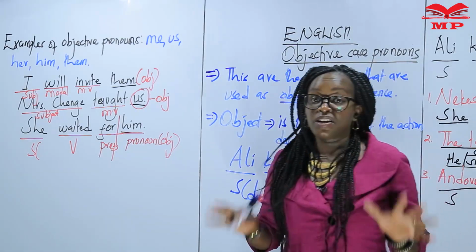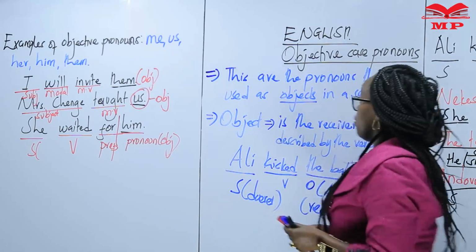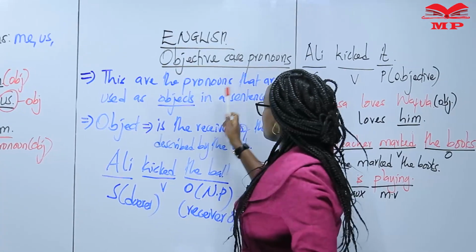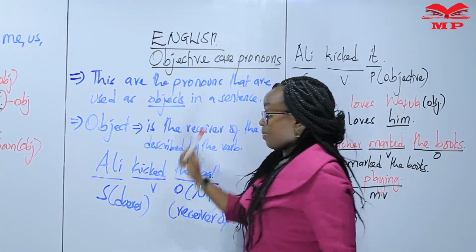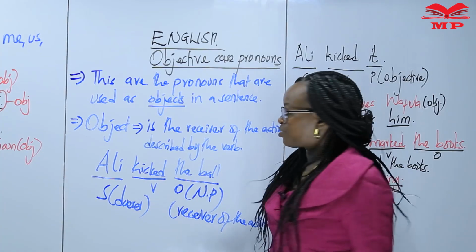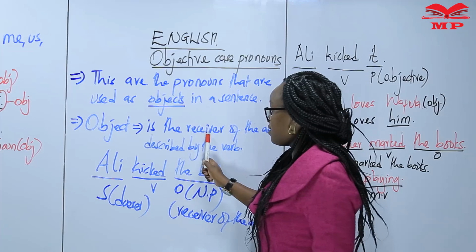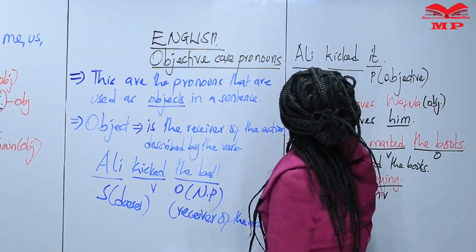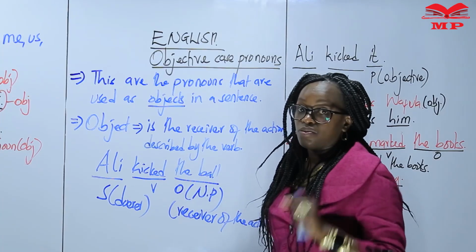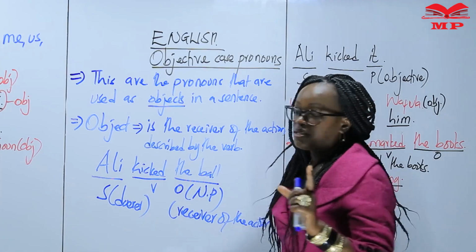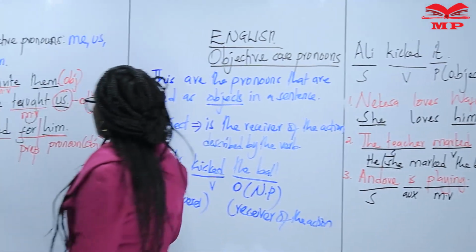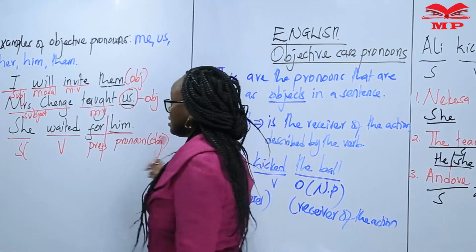I'm just going to do a brief recap of what we've said during this lesson. We started, of course, by defining the objective case pronouns, that they are pronouns that are used as objects in a sentence. Then we said an object, unlike the subject that is the doer of an action, is always the receiver of an action. Then, of course, I gave examples of sentences there. Then we tried to replace the nouns in those sentences with pronouns to see which ones are subjectives and which ones are objectives. Then I gave examples of objective pronouns there, and I also gave examples in sentences.